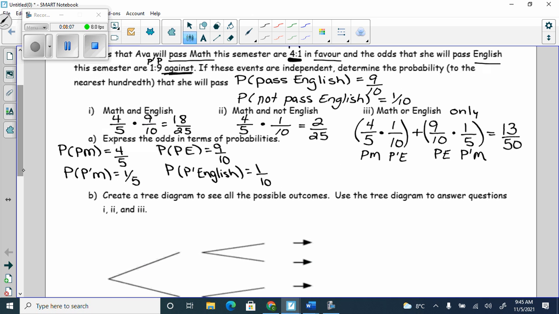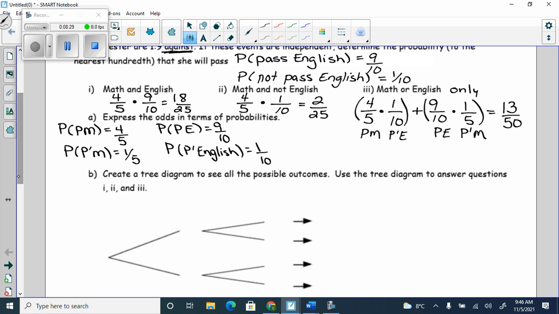So instead of doing it this way, where you times them, or you take two and add them and then multiply them, we could make a tree diagram with the outcomes, just like we do a tree diagram with coins. How we did a tree diagram with coins? So what you could do is do this as the math part of the tree diagram, and this is the English part, just like with coins. When you have coin 1, you do heads or tails. Coin 2, you do heads or tails off of the heads or tails. It's the same thing here.